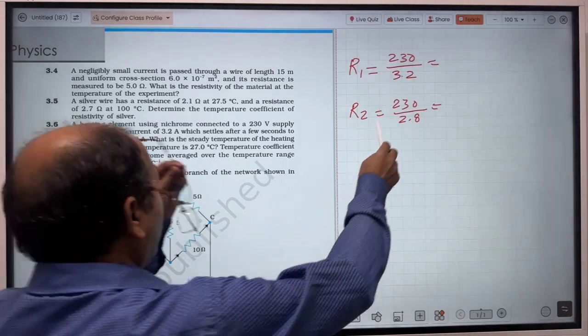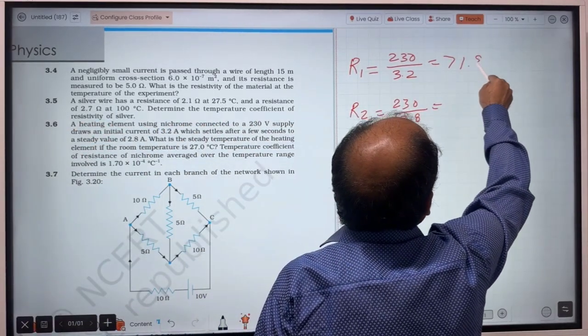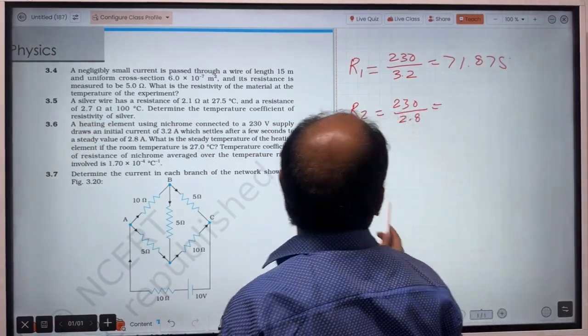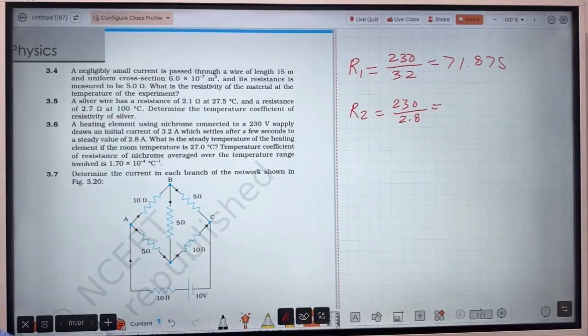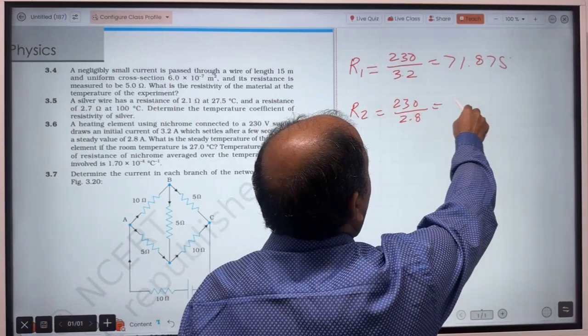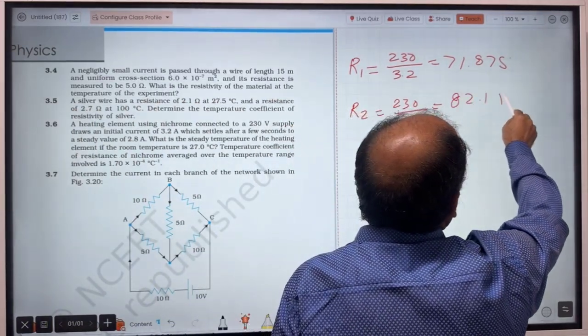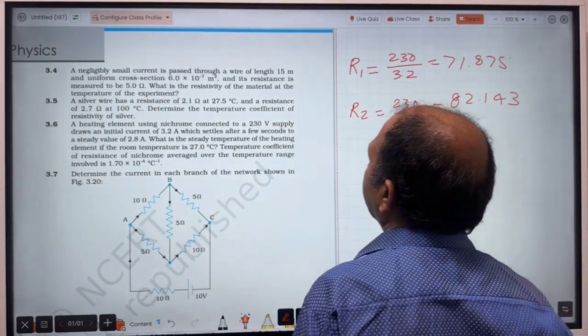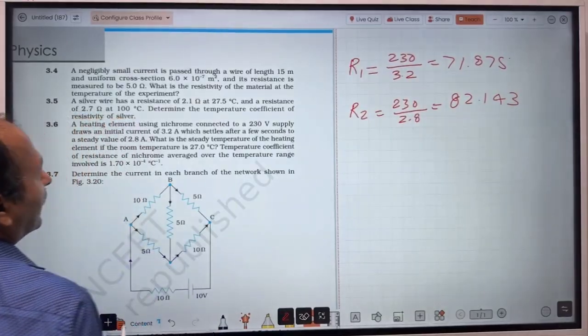First case, 71.875, and what will be the second one? It will be 82.143. Now other information is given here.